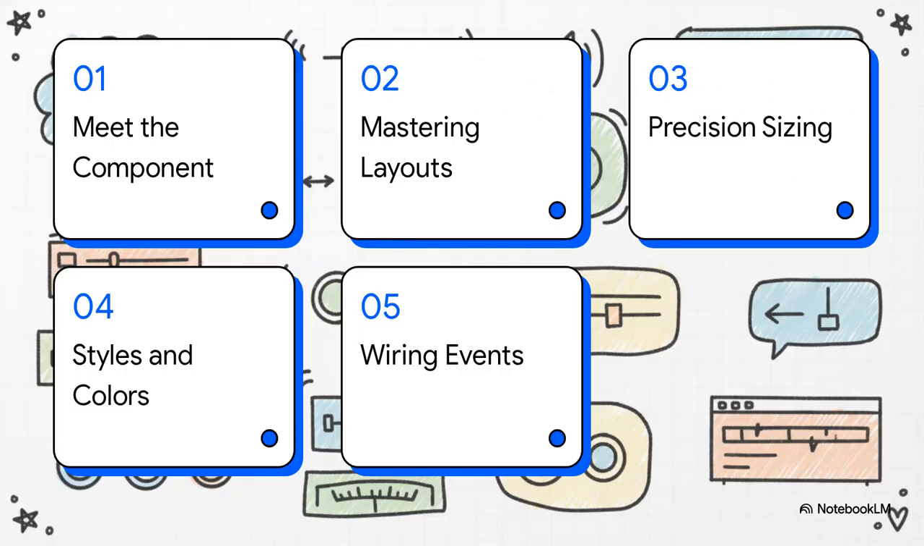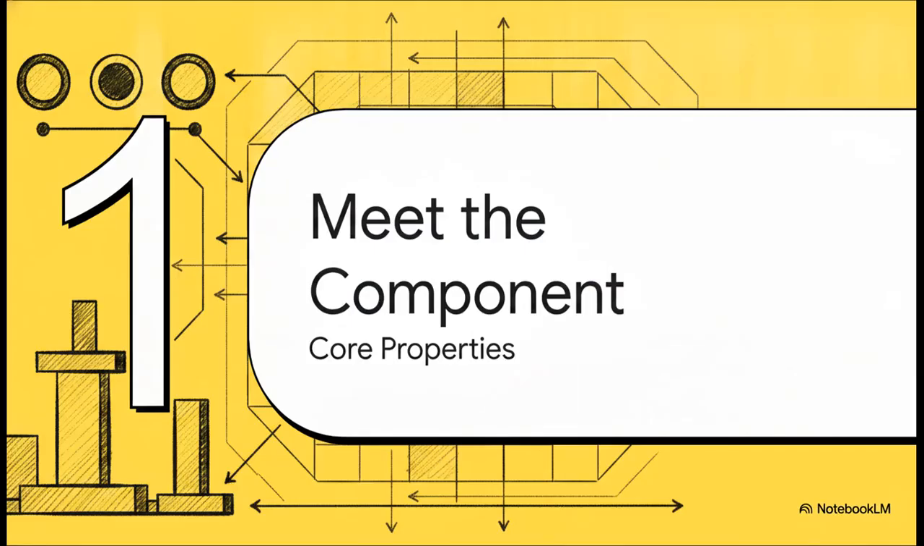Here is our roadmap for this explainer. First, we'll meet the component. Then, we'll master the layouts, look at precision sizing, dive into styles and colors, and finally, wrap it all up by wiring the events. Section 1.